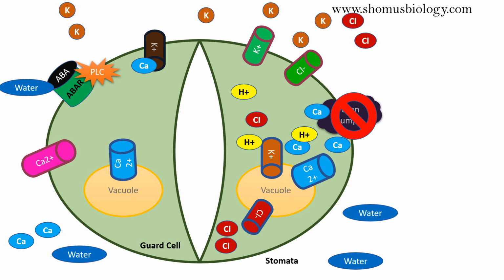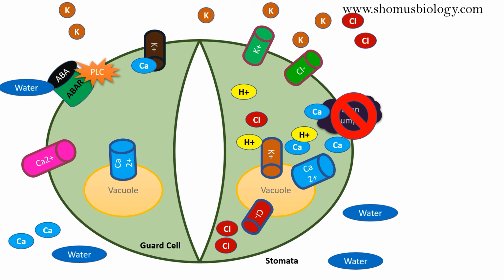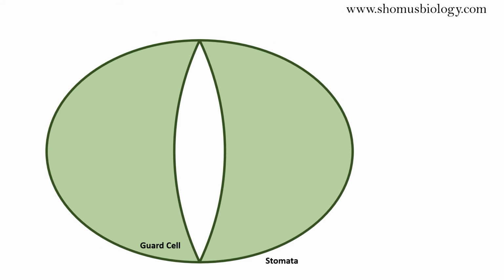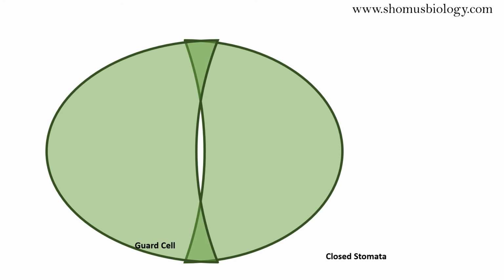This is what happens when there is presence of abscisic acid. And as a result of this net water movement outside, the guard cells become really flaccid, and as a result the overall opening of the guard cells becomes constricted and the stomata gets closed.